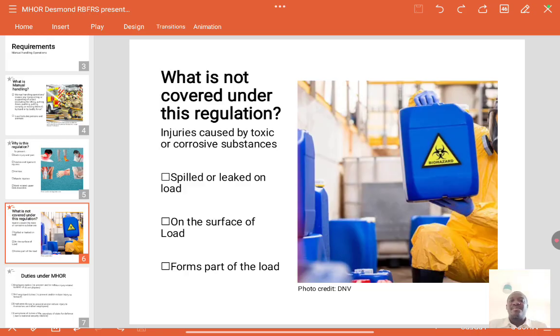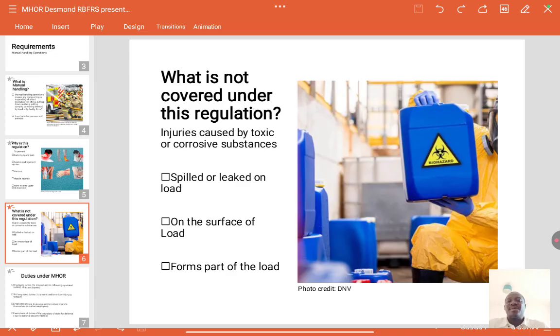Now, why is it that certain activities are not covered under the regulation? The regulation does not include all injuries that are caused by certain activities. For instance, when you are undertaking a manual handling activity, and the injury that you get is as a result of a spill or leak on the load, then it is not a result of the manual handling, but was caused by the spill or leak on the load. So this regulation does not cover it.